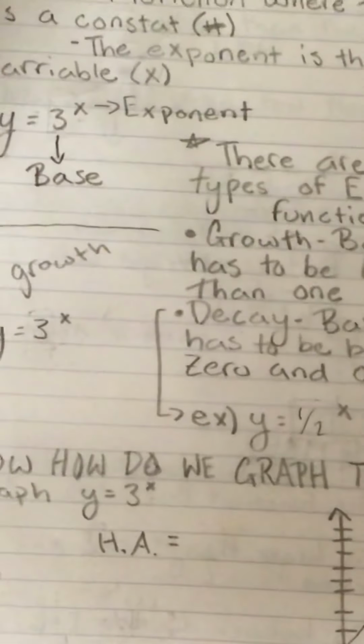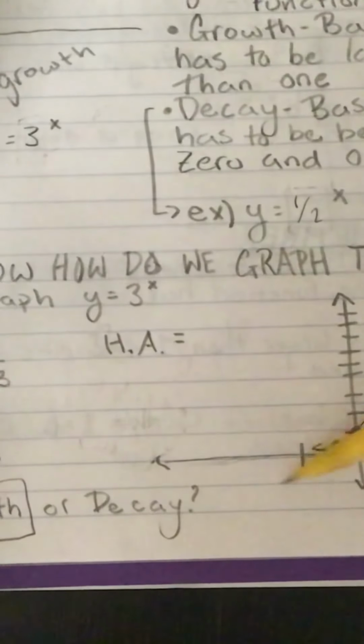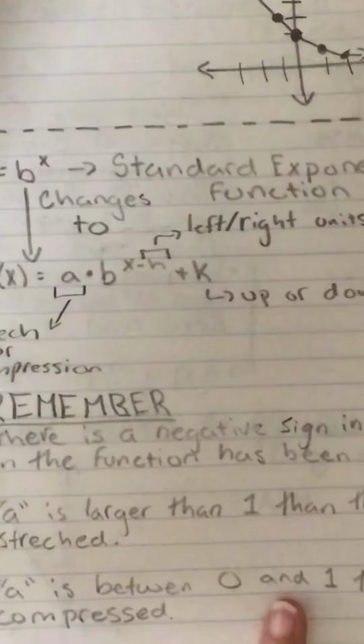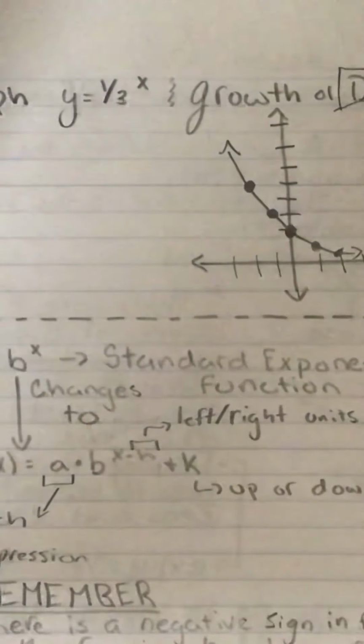And this one was our growth graph right here. And this was what the growth is going to look like. And here are how the decays are going to look like, going down. Okay. Right here, that's just regular ones.